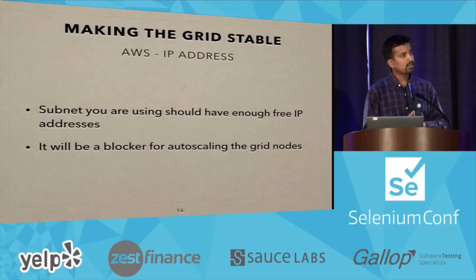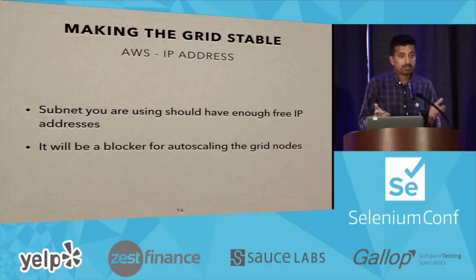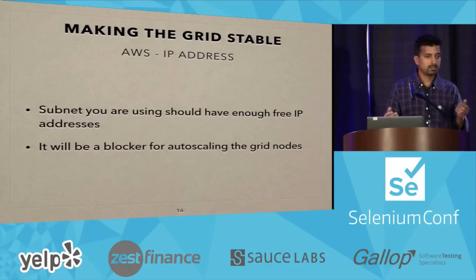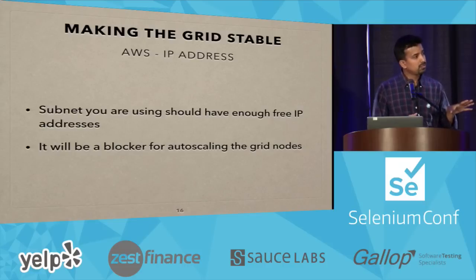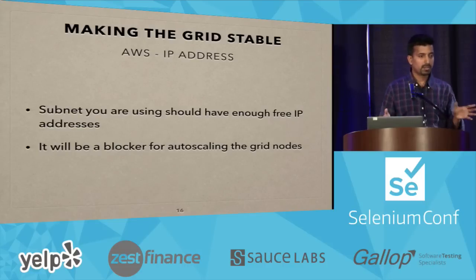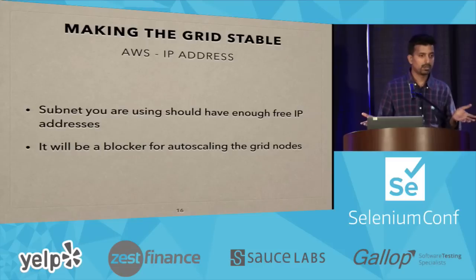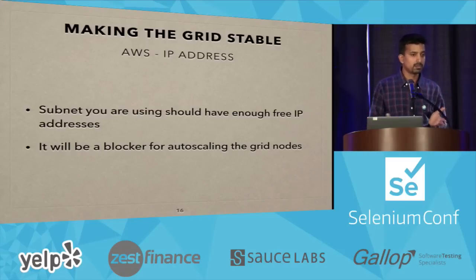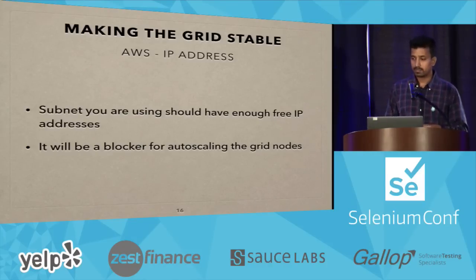Suppose you are going with autoscaling instead of static, then sometimes you might need 40 instances started, sometimes you might need 60, 80, 100. So for the subnet you choose, make sure that you have enough free IP addresses, because otherwise the Selenium Grid Scaler is going to say, I don't have enough IP addresses, so I'm not going to create anything, and your pipeline is pretty much broken. It will also be a blocker for autoscaling the grid nodes.